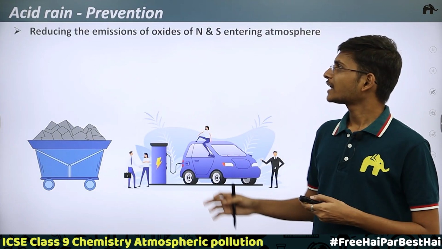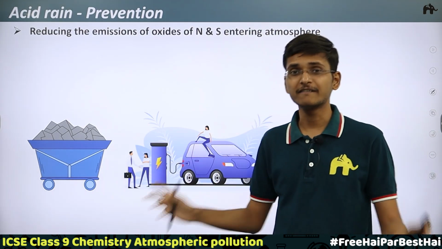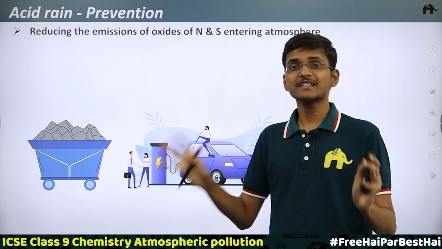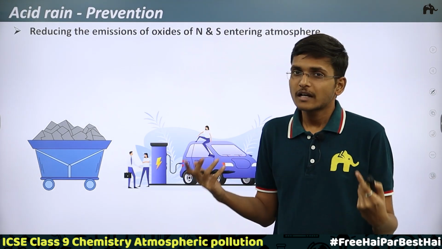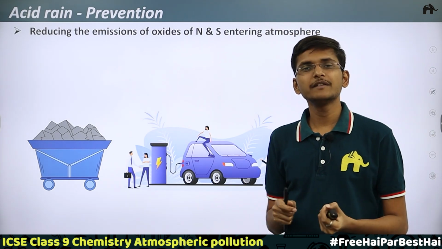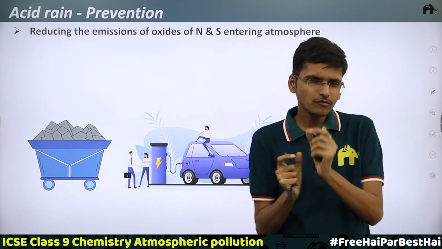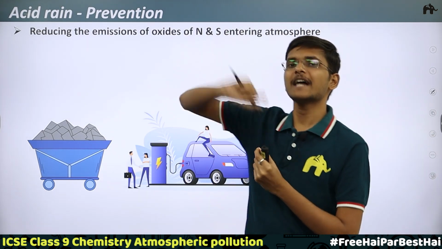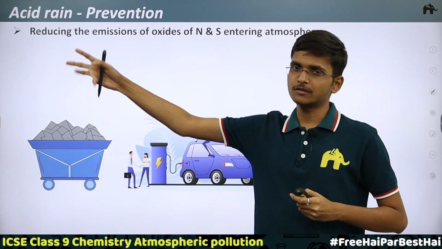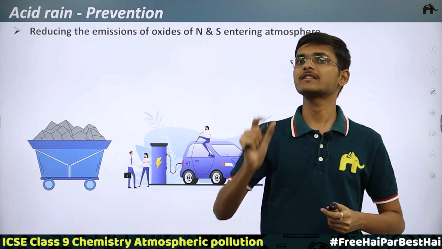Fine. And the last thing is how to prevent this acid rain. भाई कैसे रोके, acid rain को? So the prevention is simply we need to cut the root cause. So which is the starting point from where the acid rain is getting formed? The starting point is simply the oxides of nitrogen and sulfur.